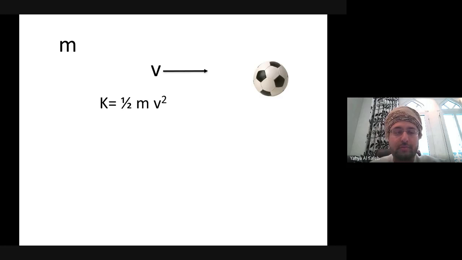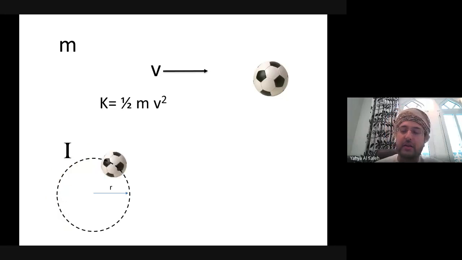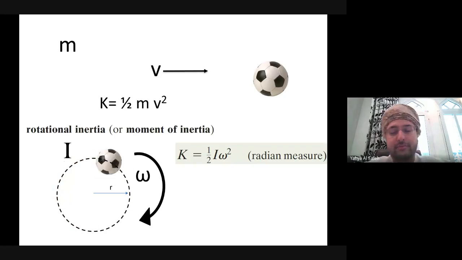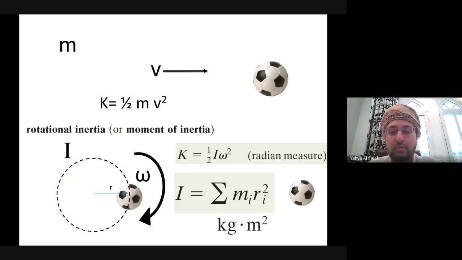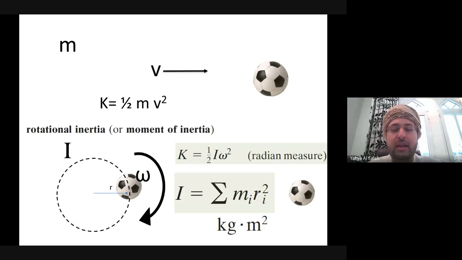So far, so good. Here's a ball that's rotating without going anywhere translationally. It has a moment of inertia I and a rotational velocity omega, and its kinetic energy is half I omega squared. Now, question: if I have a ball that is rotating and moving this way at the same time, what is its total kinetic energy going to be?